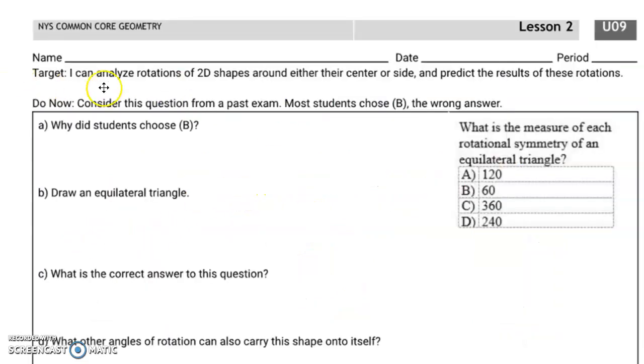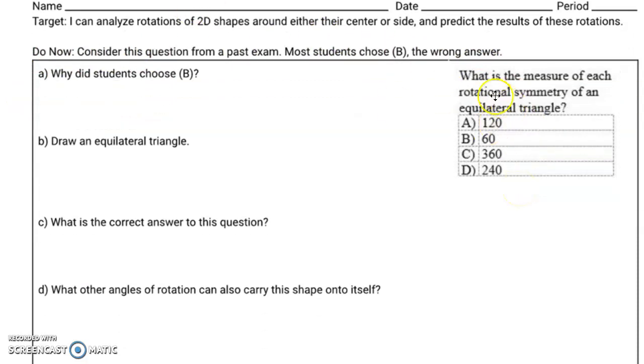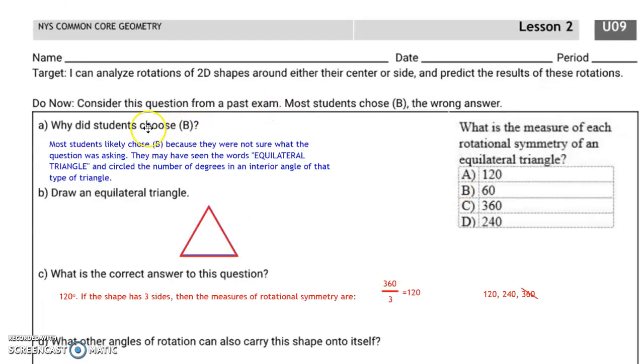Here we go. For the do now, what you had to do is take a look at the sample question here. It was from a past exam, but most students chose B, which is the wrong answer. So pause the video, check out these 4 questions, and try to figure out what went wrong here. Okay, most students chose B because they weren't sure what the question was really asking. It's asking for the rotational symmetry of an equilateral triangle. We'll get to that in a second.